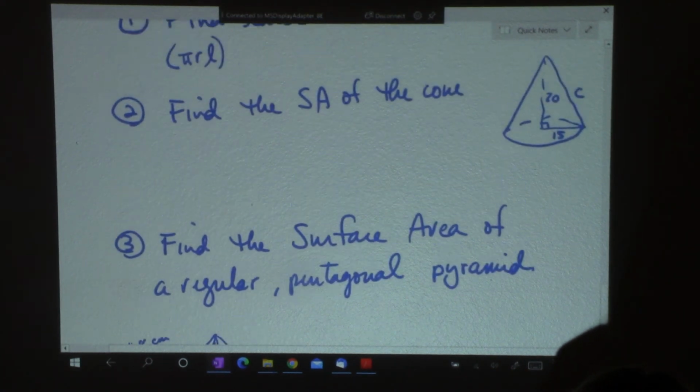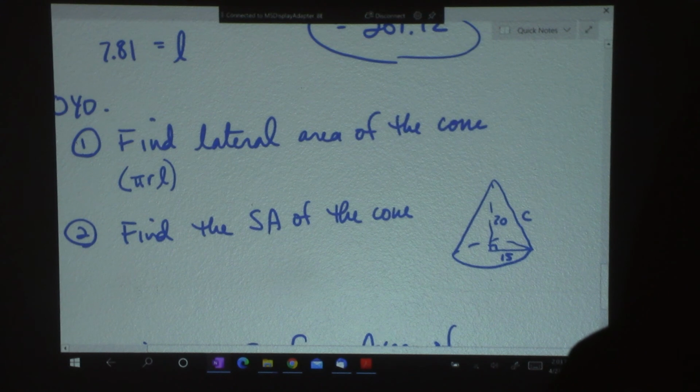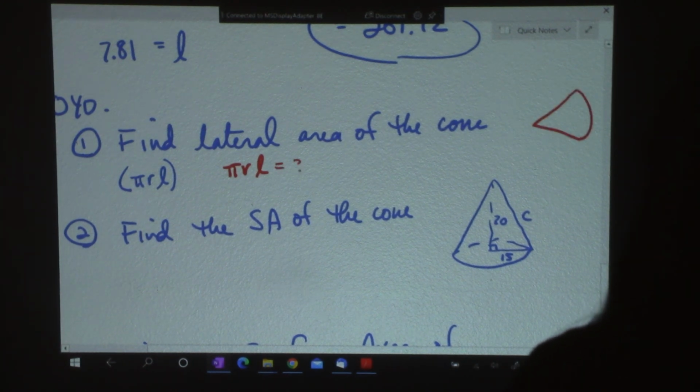Okay, I'm going to start going over these and find the lateral surface area. So that's pi r L, and pi r L is just the outside. So that's the pi shape, right? So I've got 3.14 times 15, that's the radius, and then I have the lateral surface area. So I guess I have to figure that out.